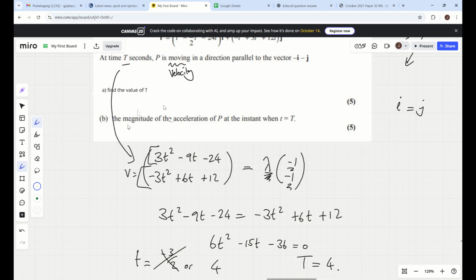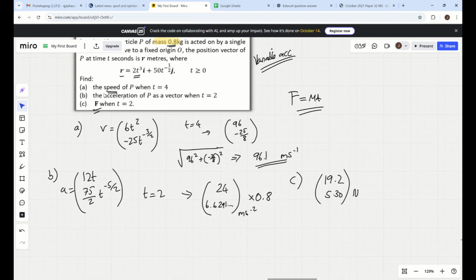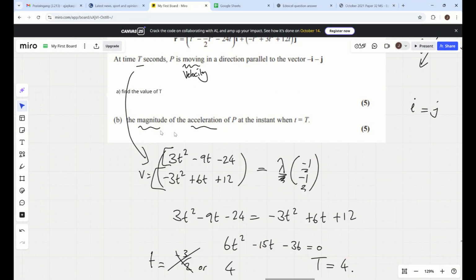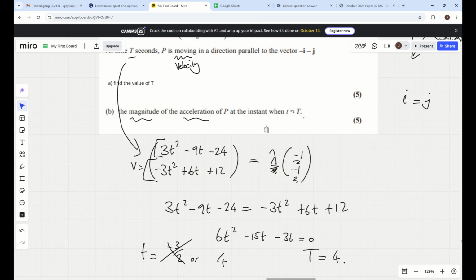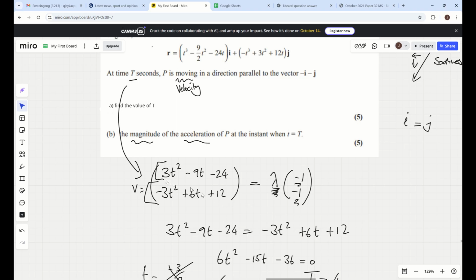Find the magnitude of the acceleration. Okay, so that's the difference. In the previous question, they just said find the acceleration. Here they're saying now find the magnitude of the acceleration. So, you know, use a bit of Pythagoras at the end. Can we recycle anything? No, I don't think we can actually, because we're still going to just have to differentiate these and then chuck 4 in as our value, basically.